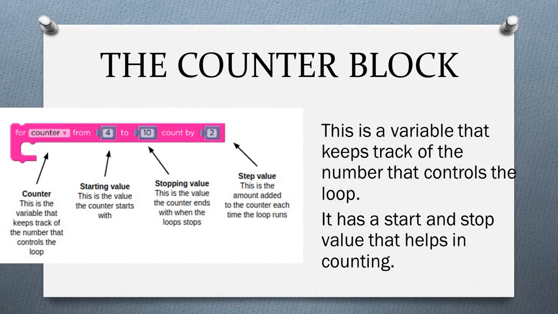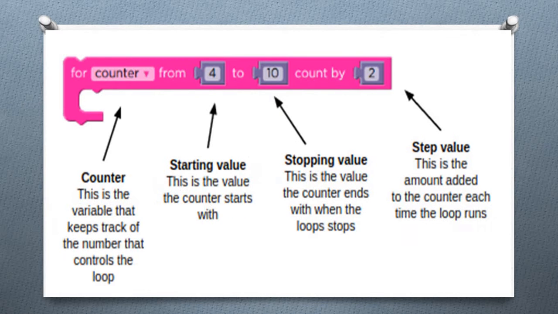This block is a variable that keeps track of the numbers that control the loop. It has a start and a stop value that helps in counting. If we look at the labeled part of our diagram, we'll see a starting value, a stopping value, and even a step value. The starting value is the value the counter will start from.